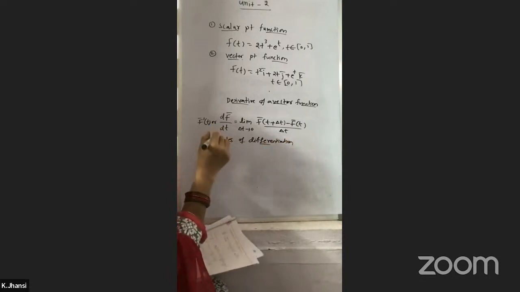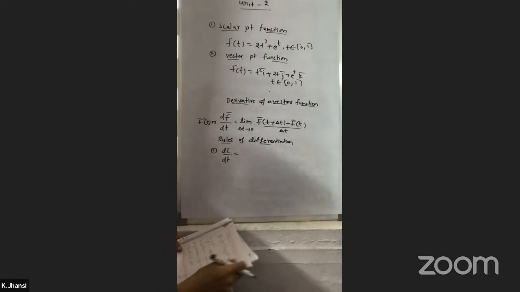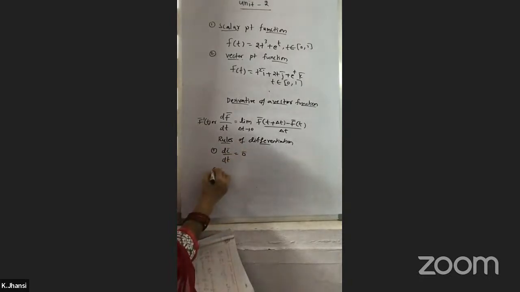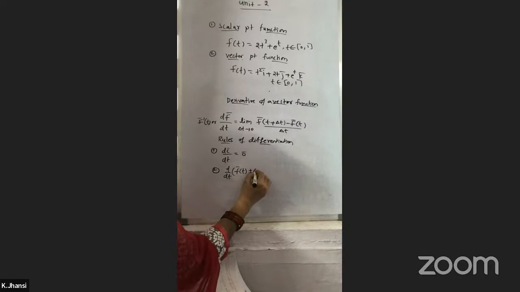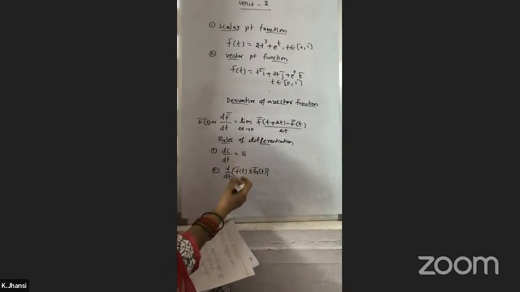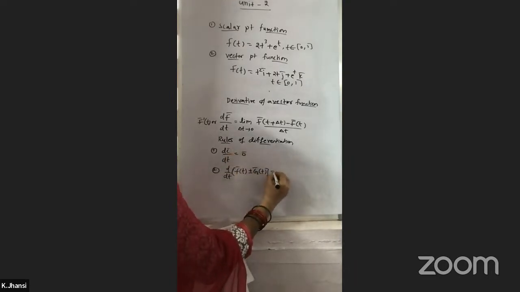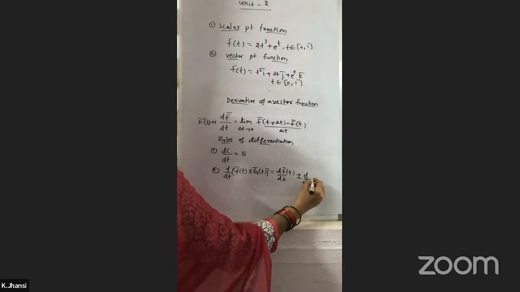The first one is dc by dt of any constant vector. When you differentiate a constant vector, you will get the answer as 0. And second one is, if you have two vectors, d by dt of f plus or minus g, where f is one vector and g is another vector, we are doing either addition or subtraction, you will get it as df by dt plus or minus dg by dt.